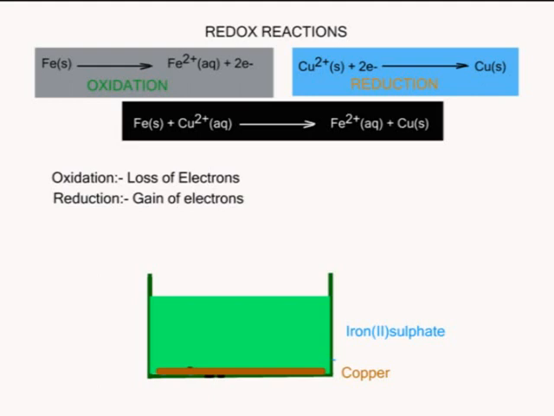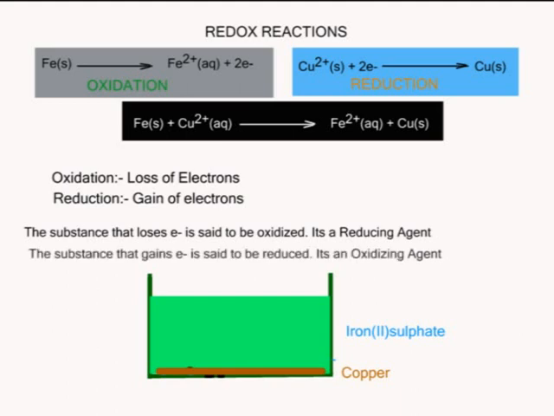For a redox reaction to occur, one substance must be oxidized and the other must be reduced. The electrons lost by one are the same electrons that are gained by the other. The substance that loses electrons is said to be oxidized. Itself is called a reducing agent. Why? Because it causes the reduction of the other species. The one that gains electrons is said to be reduced and is itself called an oxidizing agent. Why? Because it causes the oxidation of the other.